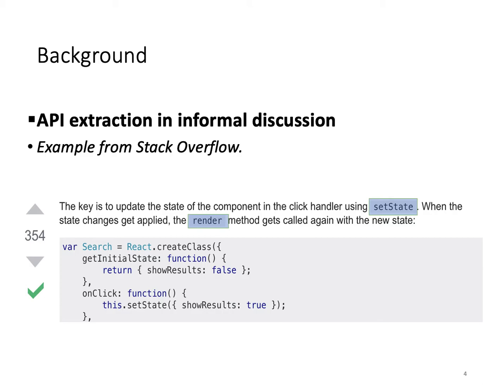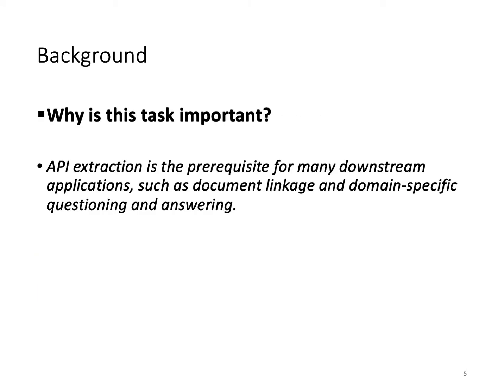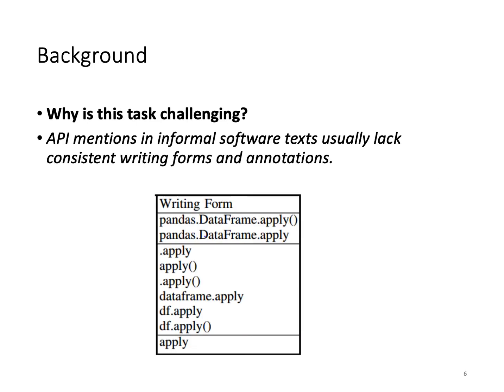There is another example for API extraction in informal discussion from Stack Overflow. In this answer, we can see that setState and render are annotated because they are API mentions. And why is this task important? Because API extraction is the prerequisite for many downstream applications, such as document linkage and document-specific question answering.